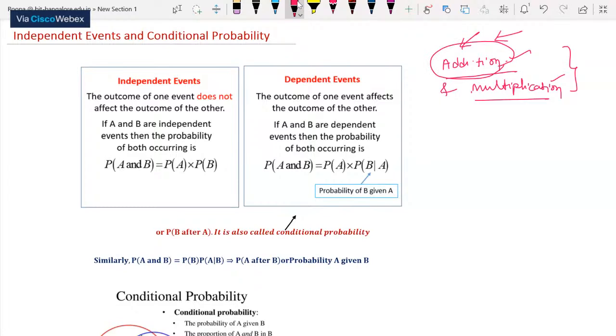Likewise, whenever I have to solve a problem using the multiplication theorem, first I have to verify whether the given events are independent or not. Don't confuse mutually exclusive and independent events. Independent events are different and mutually exclusive is different. I'll give one simple example. That's a live example. It's not there in any textbook.